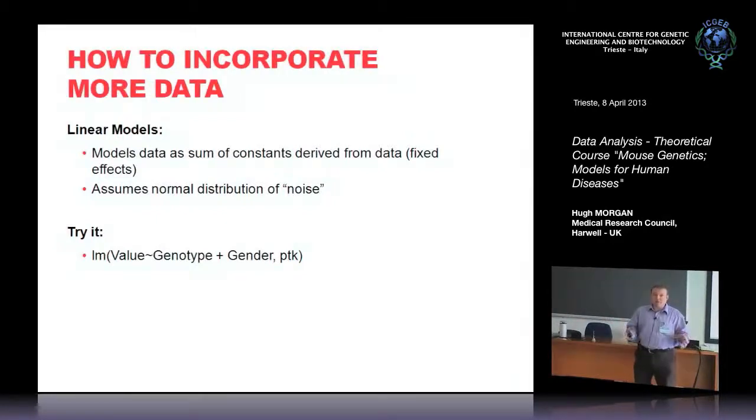This models the data as the sum of a number of fixed effects, like whether it's male or female, and then each value has an amount of normally distributed noise. So that models the general sort of biological or experimental noise that you know you're going to get. It does assume this noise is normally distributed. To try it, very similar to what I did before, except now I'm saying I want to compare the value to the genotype and the gender.